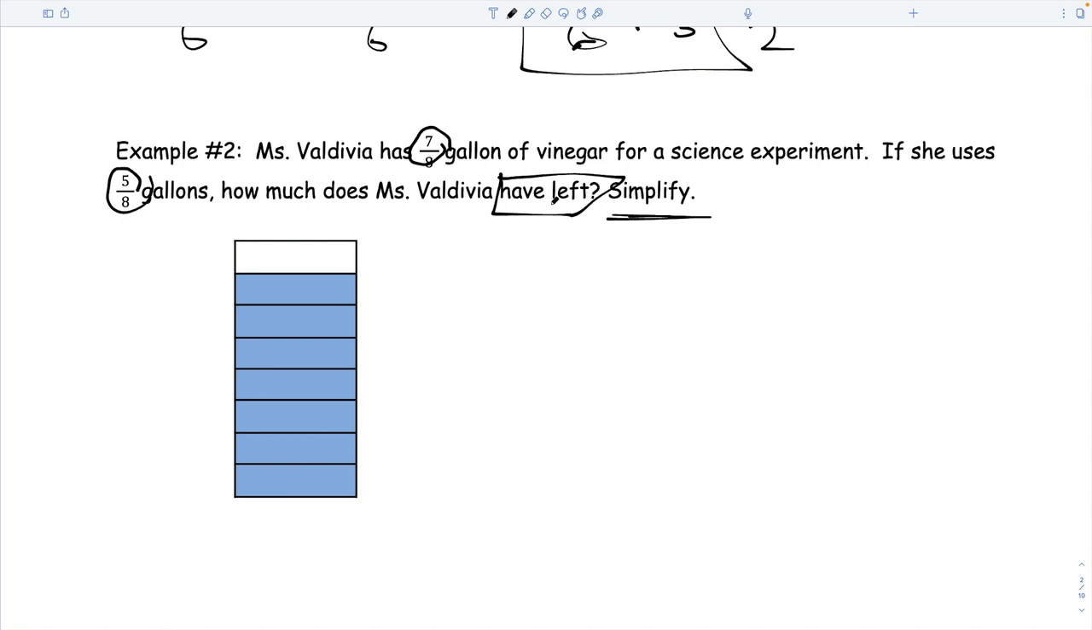What sign are you thinking of, Dublin? Subtracting. Having left, I'm not adding to it. That would be altogether usually. Having left tells me I'm subtracting. Go ahead and set it up. 7/8 minus 5/8.